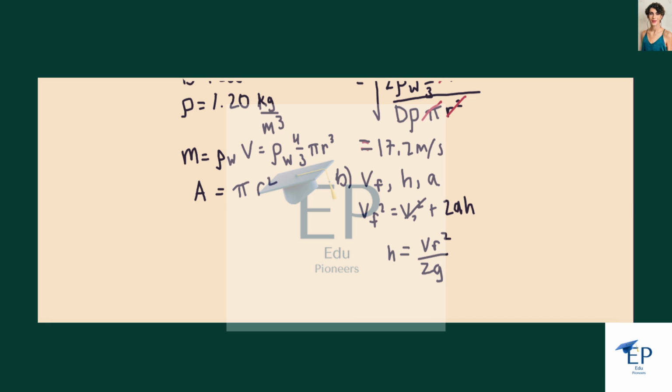Let me find my calculation tab. So we want to take this whole thing that we found for the last one, square it, and divide by 2 times 9.81. With that, I get 15 meters.